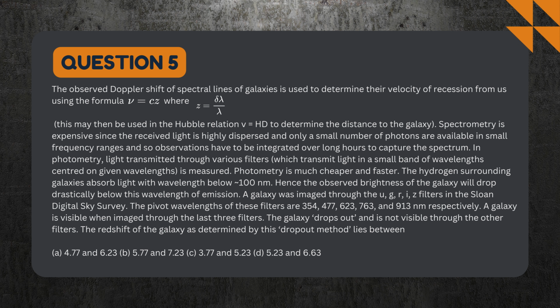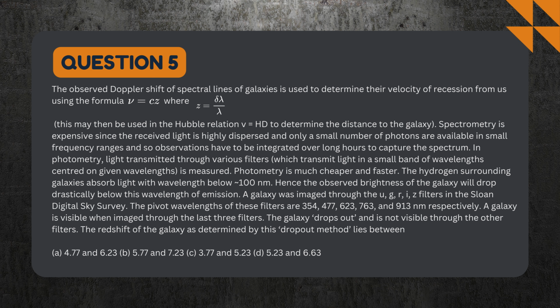In photometry, light transmitted through various filters, which transmit light in a small band of wavelengths centered on given wavelengths, is measured. Photometry is much cheaper and faster. The hydrogen surrounding galaxies absorbs light with wavelength below 100 nanometers. Hence, the observed brightness of the galaxy will drop drastically below this wavelength of emission.